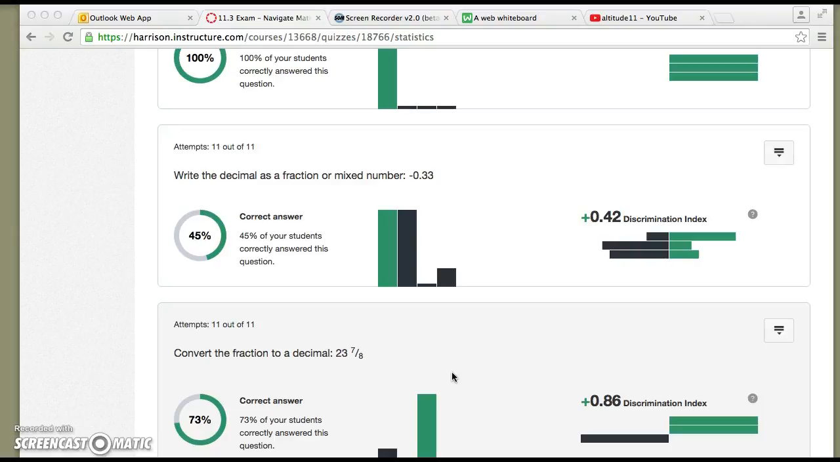So looking at a few problems here from our Navigate math assessment. The first one here that we missed, I believe it was number 5. Yeah, number 5 was a problem missed most often. Only 45% of you folks got this one correct. And it says we want to write this decimal as a fraction or a mixed number. And we have negative 0.33.